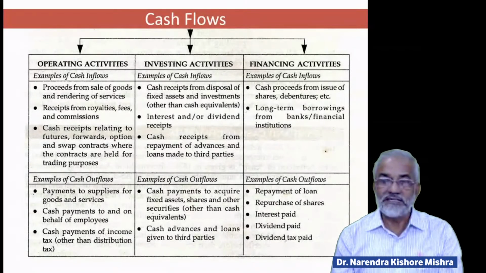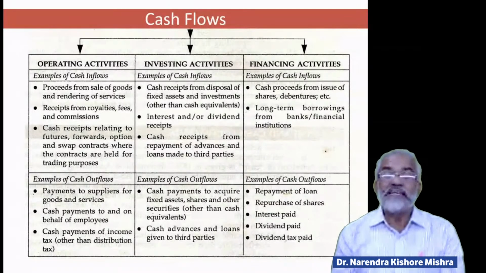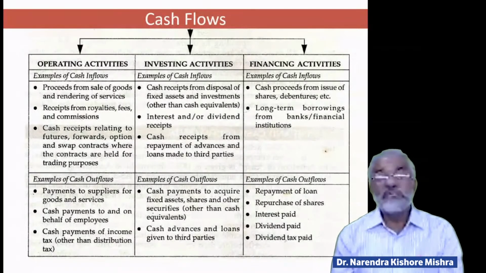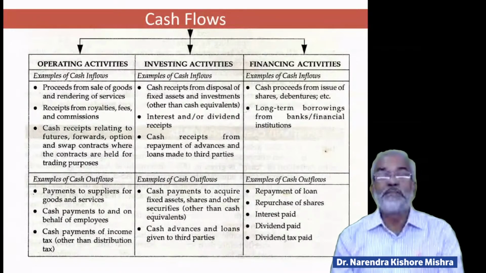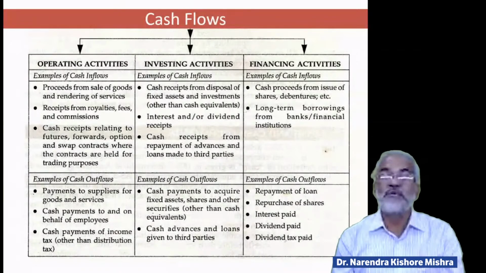And the examples of cash outflows under investing activities are cash payments to acquire fixed assets, shares, and other securities. Other than cash equivalents, means the short-term or highly liquid securities are not included therein. Whatever payments are made for acquiring shares and bonds, and whatever payments are made for fixed assets, may be tangible or intangible, all these things will come under the outflow of cash in the hands of the organization.